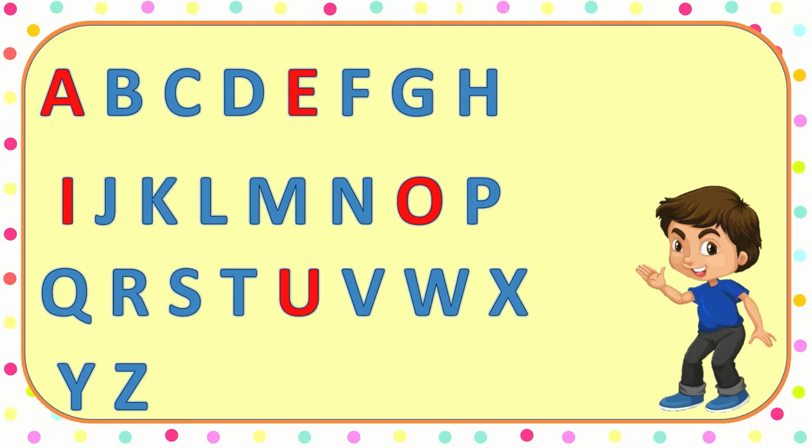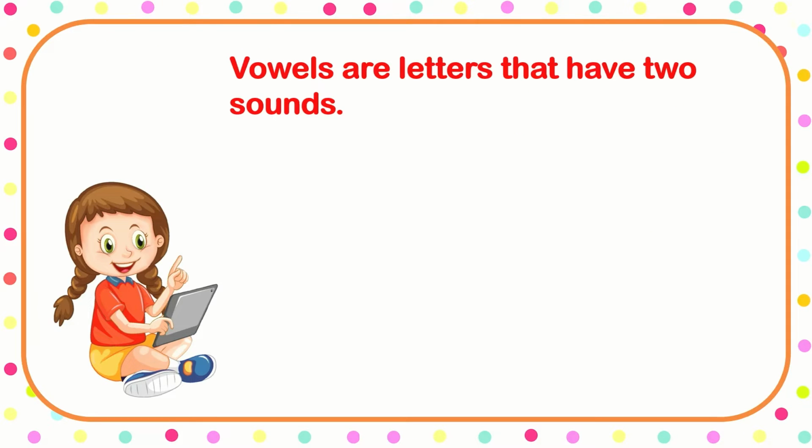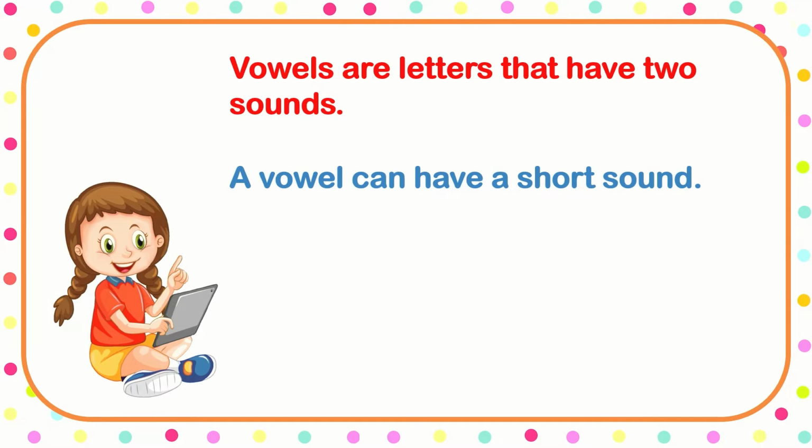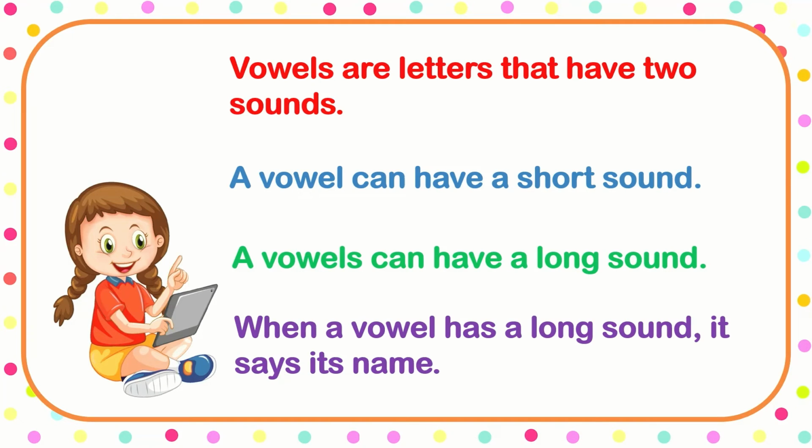Good job! The vowels are A, E, I, O, and U. The rest of the letters are consonants. Vowels are letters that have two sounds. A vowel can have a short sound, and a vowel can have a long sound. When a vowel has a long sound, it says its name.